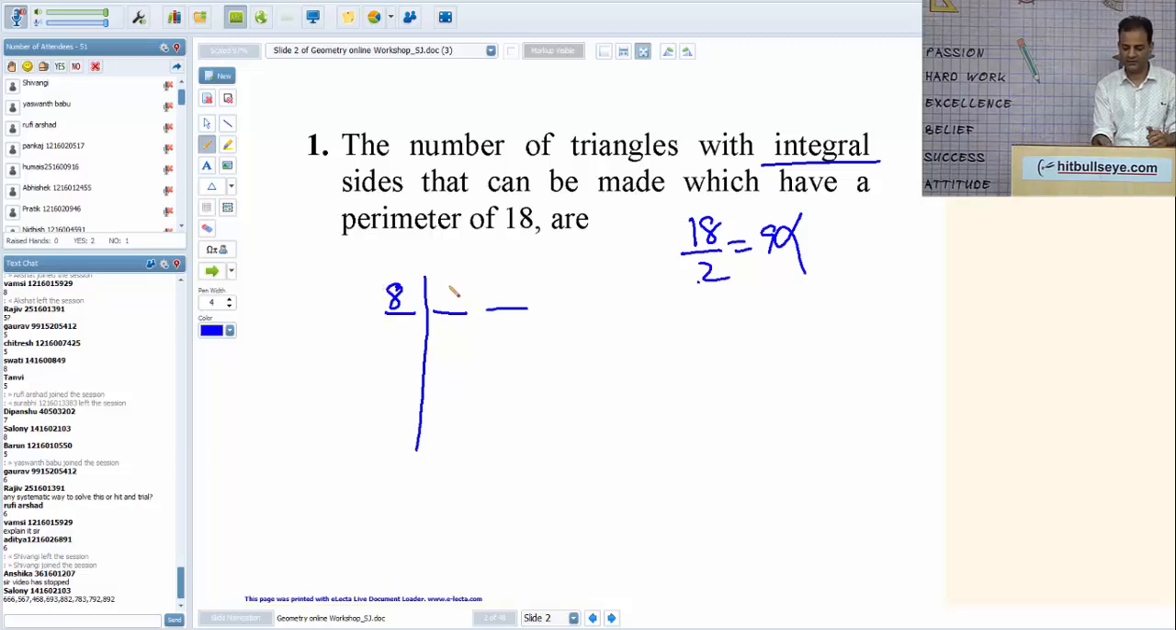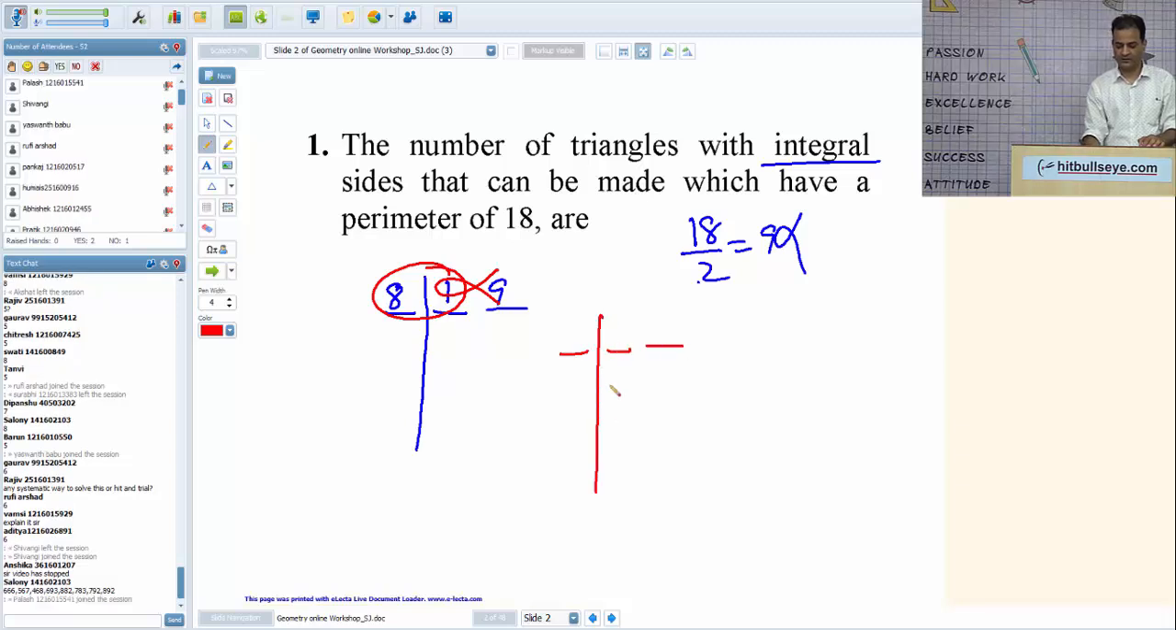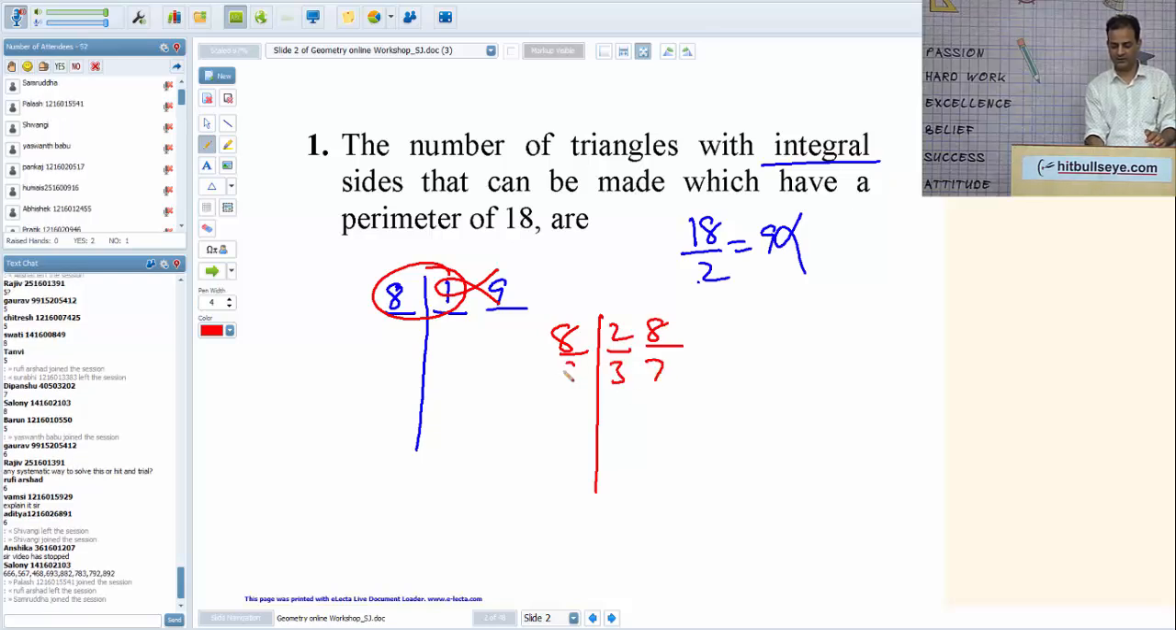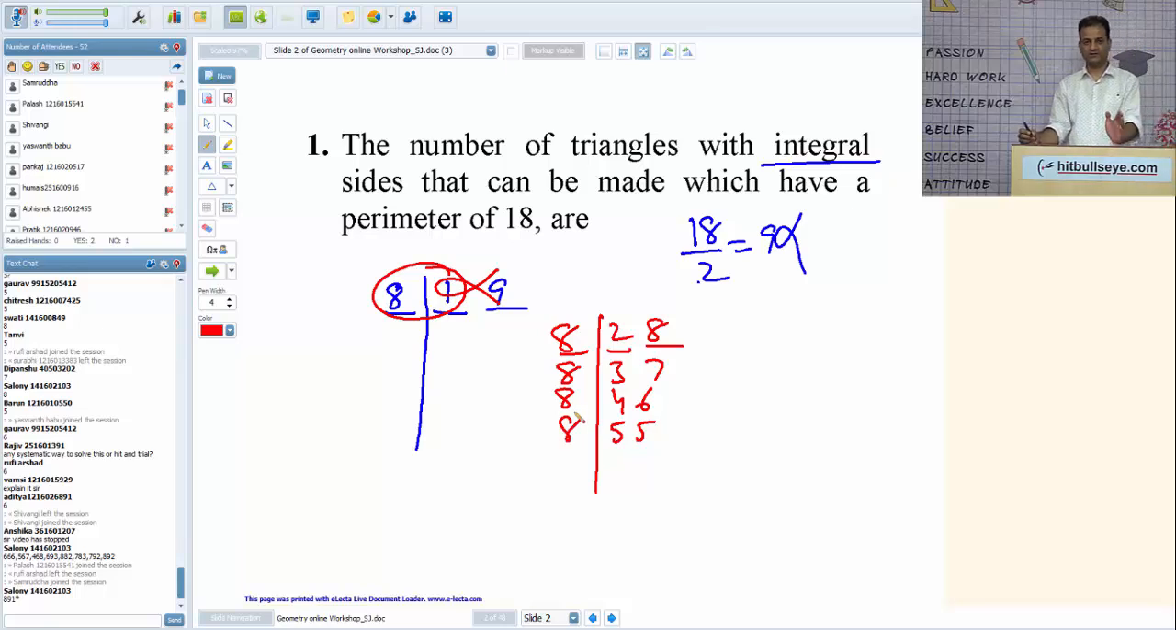Now I will write the sum as 10, and sides 8, 1, 9. But is this possible, friends? No, because 8 plus 1 is 9 and it cannot be possible. Now again, 10. Here I will write 8. 2 plus 8 is 10. 3 plus 7 is 10 with 8. 4 plus 6 is 10. Rajiv, it is a systematic way. 5 plus 5 is 10. So I have written all the triangles with the sum of two sides as 10 and the third side as 8.